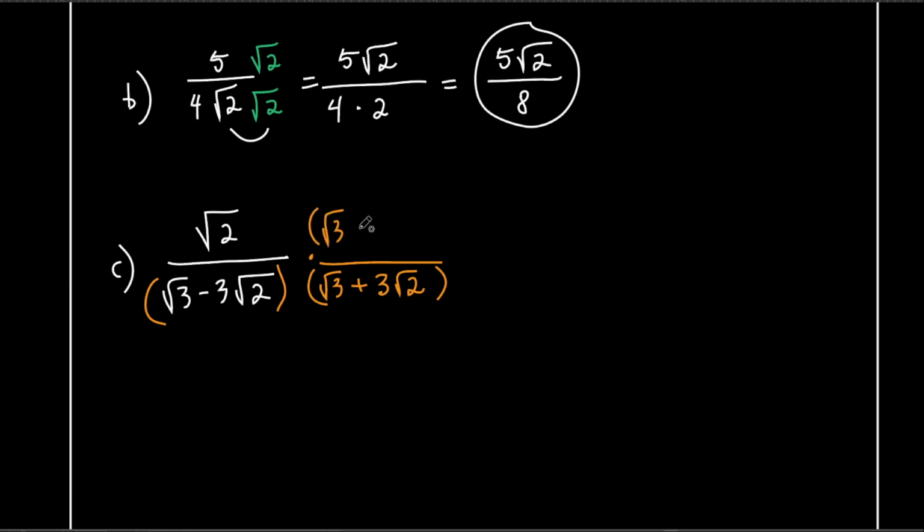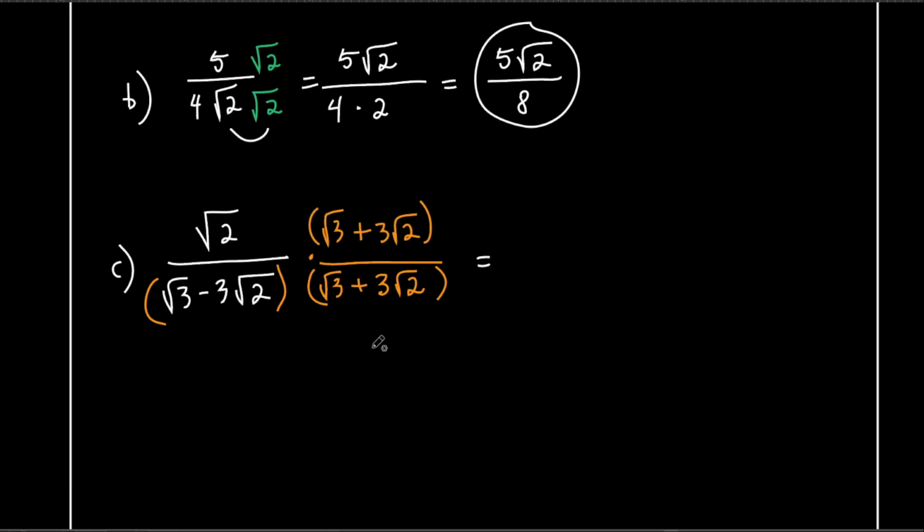So square root of 3 plus 3 square root of 2. I'm multiplying the top by this thing, and I'm multiplying the bottom by this thing. So let's go ahead and do the multiplication and see what we get. Let's do the bottom first.